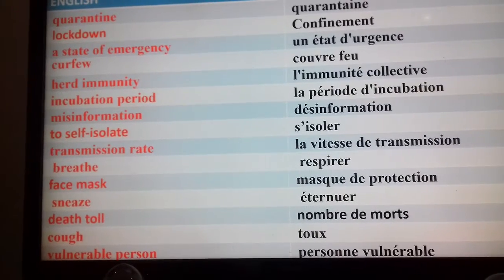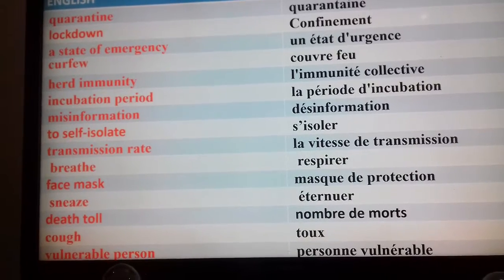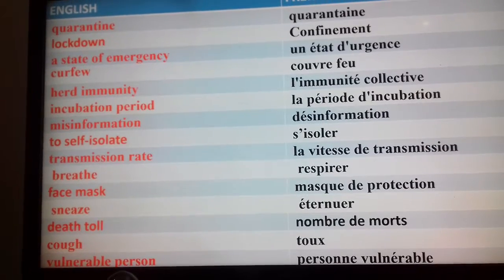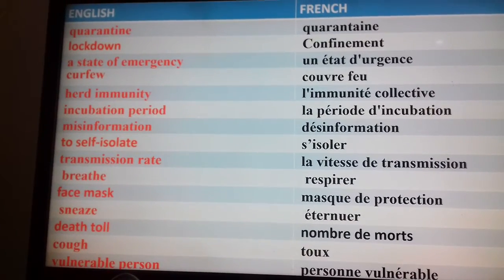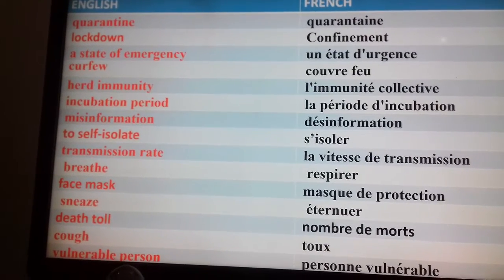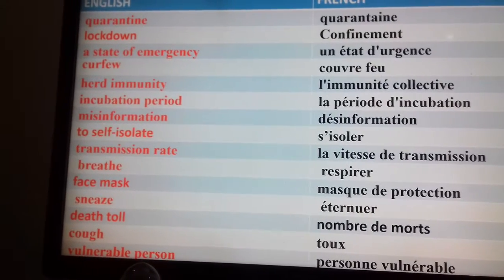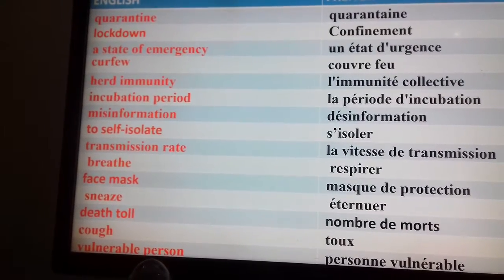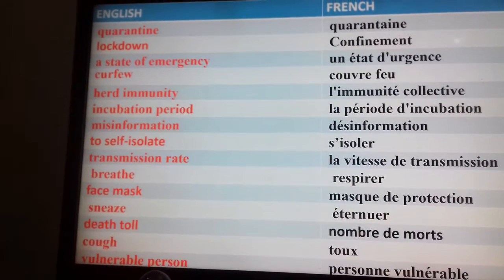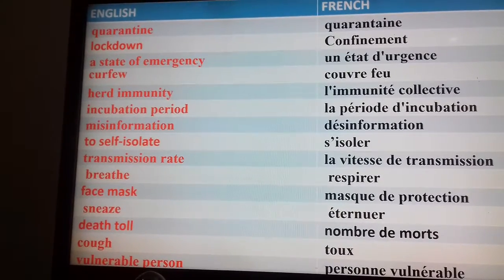A curfew is also what we experience these days in Senegal. We can even say this month. It goes from 8 p.m. to 6 a.m. in the morning. A curfew. Next comes herd immunity, meaning immunity of a group. Incubation period is that amount of time, measured maybe 14 days, during which the disease will develop in your body.